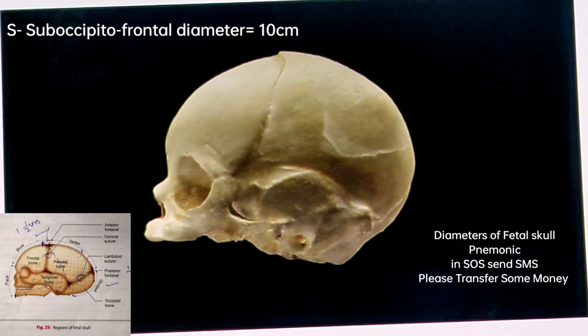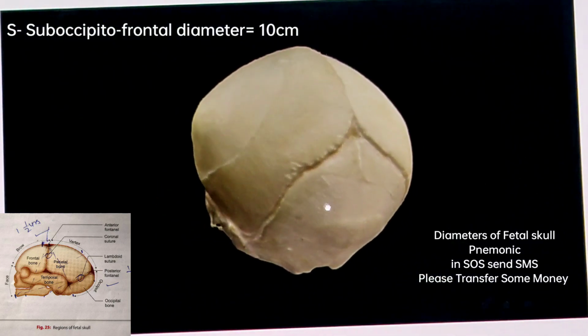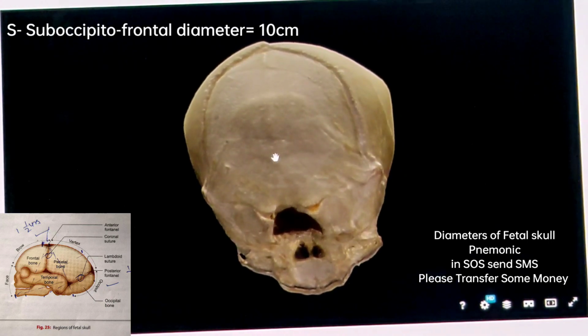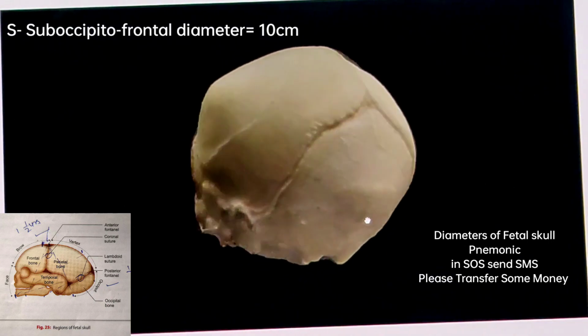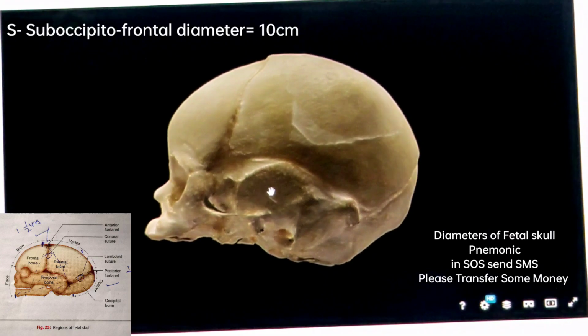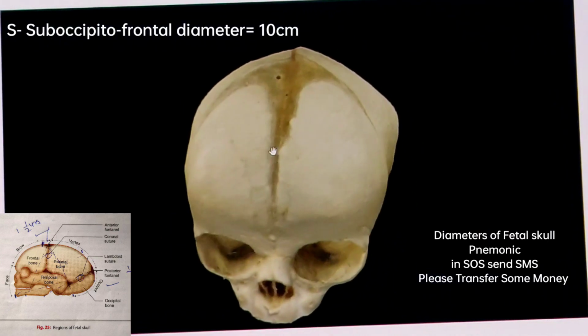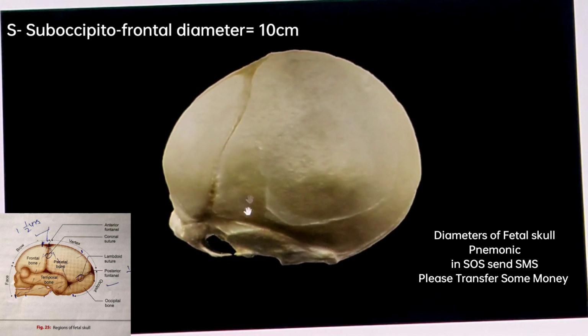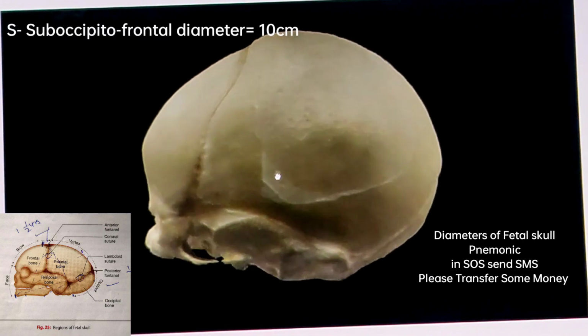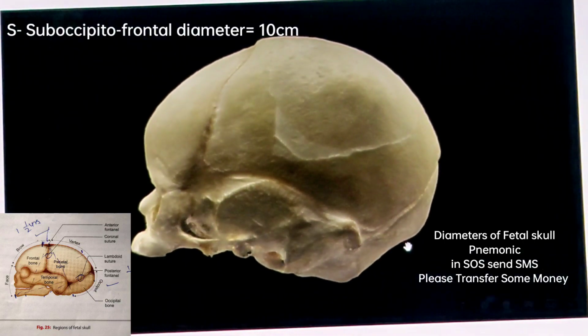Then S denotes suboccipitofrontal. Suboccipito means the point below the occipital prominence, from there to the anterior end of the anterior fontanelle. So from this point to the point below the occipital prominence, this diameter is 10 centimeter.